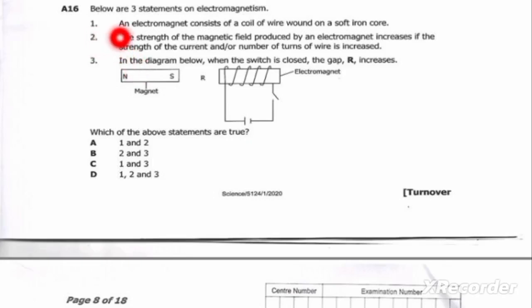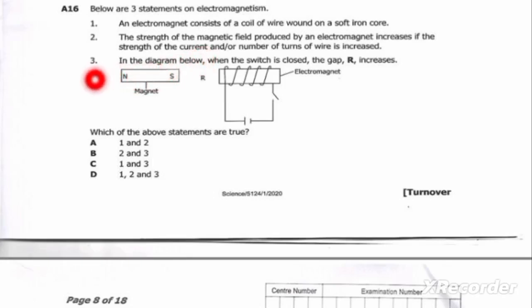Let us start with 1. An electromagnet consists of a coil of wire wound on a soft iron core. So this is true. Number 2, the strength of the magnetic field produced by an electromagnet increases if the strength of the current or number of coils is increased. So this is also true. Current and number of turns are directly proportional to the magnetic field, so once we increase these two, the strength of the magnetic field will be increased.